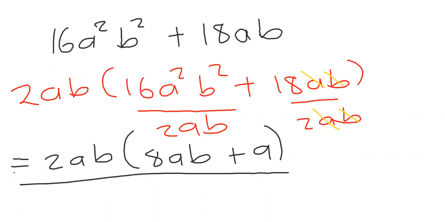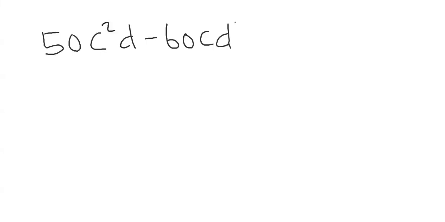I'll do another example. I'm doing a lot of examples so that you can understand. The next example that I'm going to do is 50 c squared d minus 60 c d squared plus 70 c to the power 3 d to the power 3.